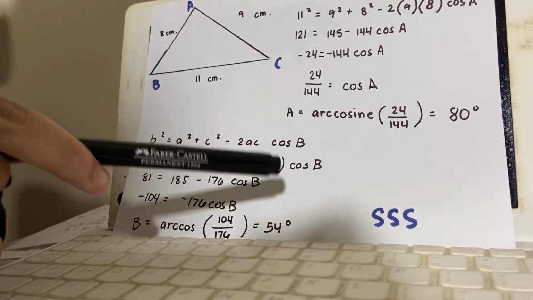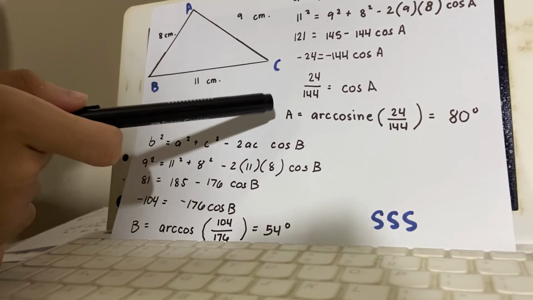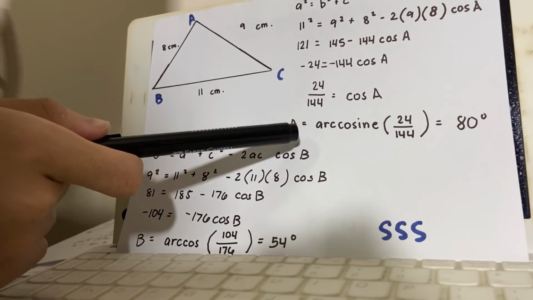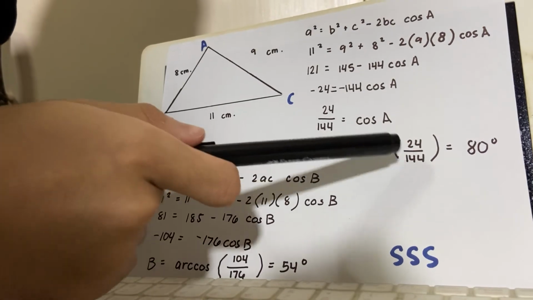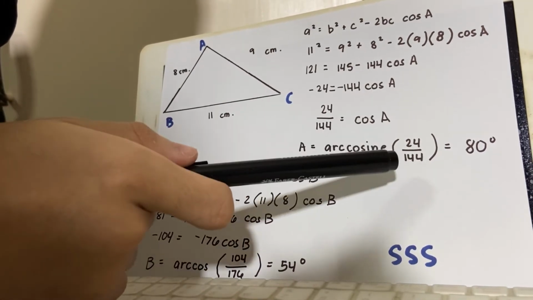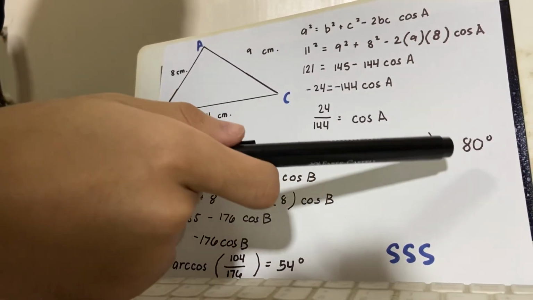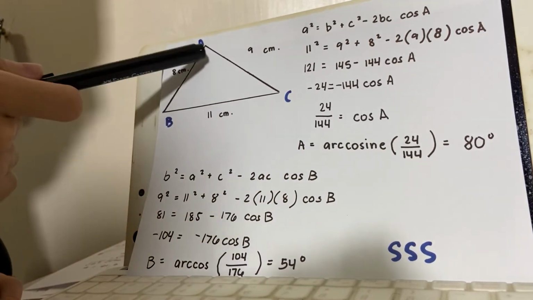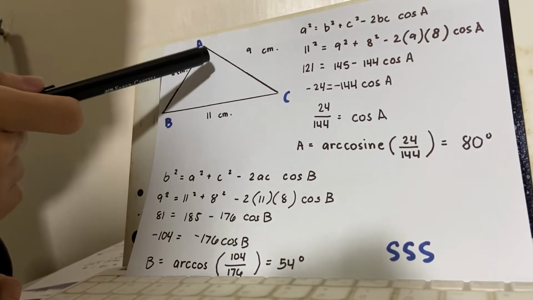To get the angle, you need to input in your calculator A equals arc cosine 24 over 144. When you do this, you should get 80 degrees. So A, the measure of angle A, is 80 degrees.